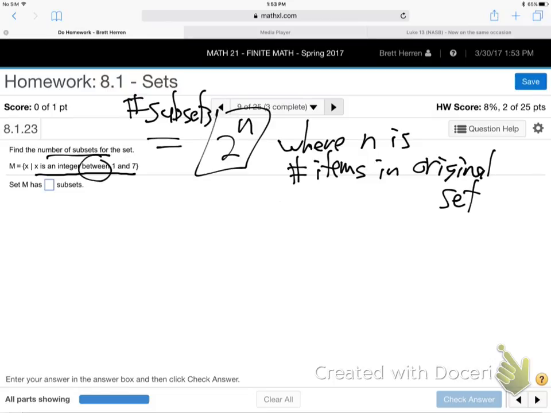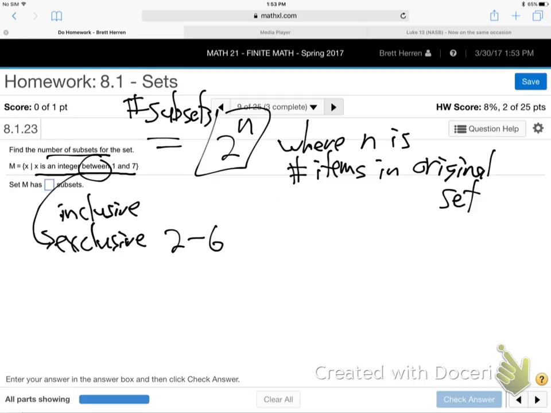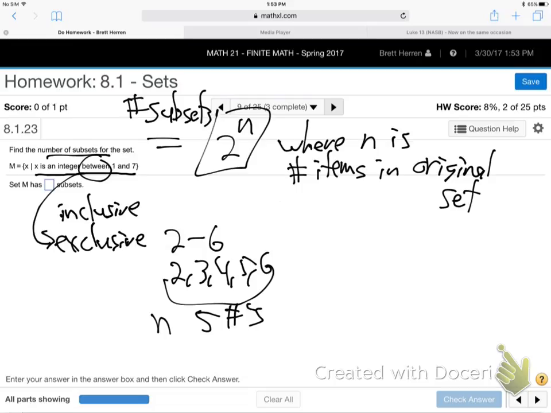The technical word that you're supposed to use in set theory is you say inclusive if you include the endpoints, or you say exclusive if you're excluding the endpoints. Anyway, they must mean exclusive, so they're really just meaning 2 through 6. Between, technically not on the edges. So that would just be 2, 3, 4, 5, 6, which is 5 numbers. So n is 5, so then it's 2 to the 5th, which is 32 subsets. So I would say, on a test, something like between, meaning not including the endpoints. Something like that, to be clear.